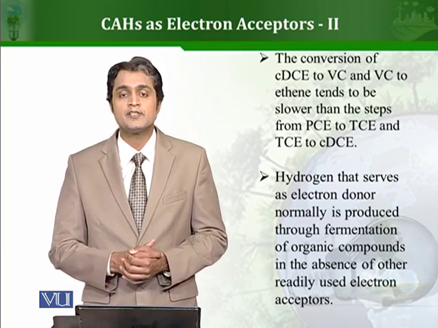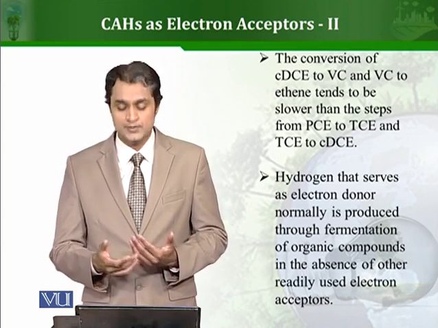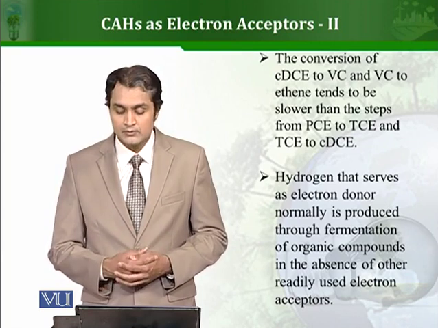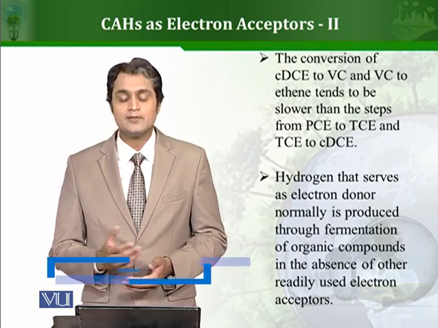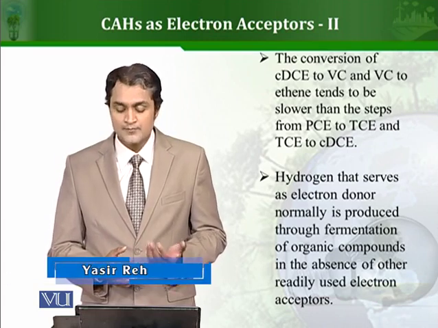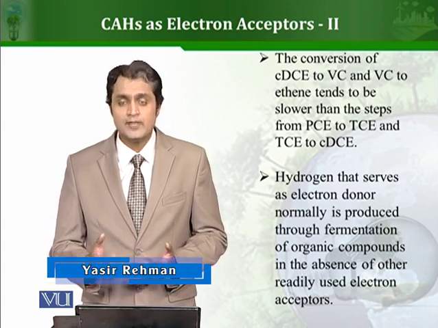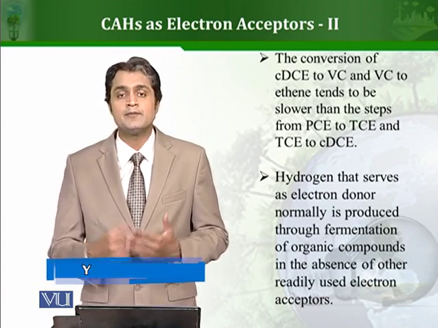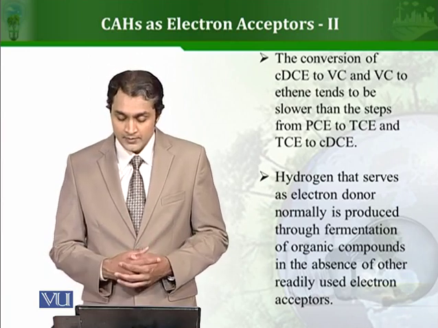Now, as we discussed before, there can be different reactions involved in the conversion. The conversion of dichloroethene to vinyl chloride and vinyl chloride to ethene is much slower as compared to the initial steps where perchloroethylene was converted to trichloroethene. Why so? They have different thermodynamics, different structures, and different enzymes are involved. Depending on that, the rates will be different.